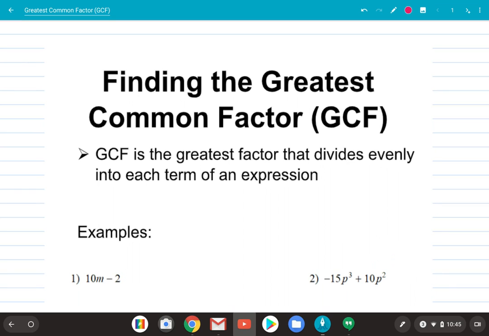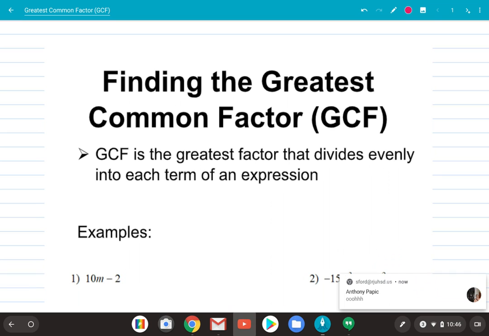Hi, you guys. We are now on week 5. You can believe it. We're halfway through. We're going to be working on greatest common factor, or GCF. What that just means is, what number can we divide everything by? And we want the largest number we can divide everything by and take it out, which will make it easier when we do factoring next week.